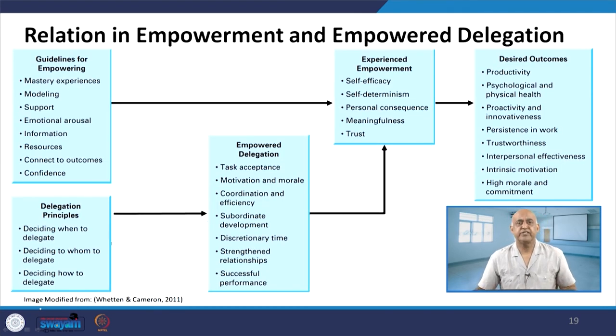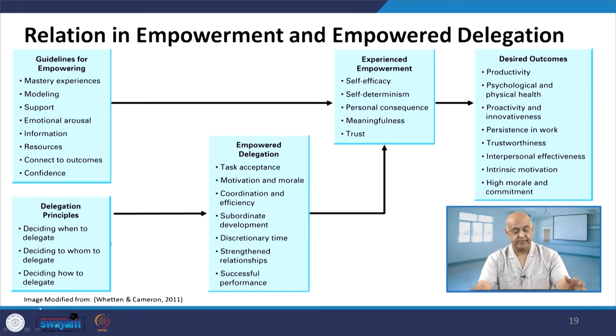So finally, we come to the relationship in empowerment and empowered delegation. These will be the guidelines for empowering which we have discussed in the previous slide in summary. And here will be the delegation principles which will be connected. Whenever we connect the guidelines of empowering and the delegation principles, which we have both discussed earlier, that will make empowered delegation. Whenever we give the empowerment of this delegation, then the person will have experienced empowerment. And here the personal consequences, meaningfulness and trust are very, very important. So why all this, the empowering and the delegation? Because of the desired outcomes.